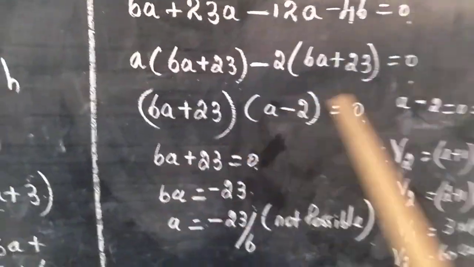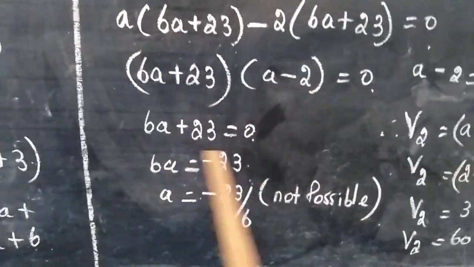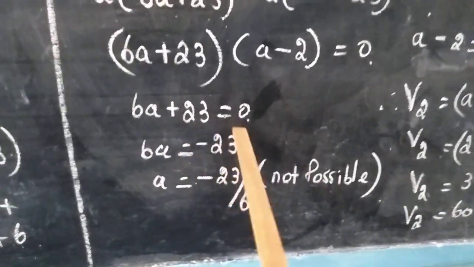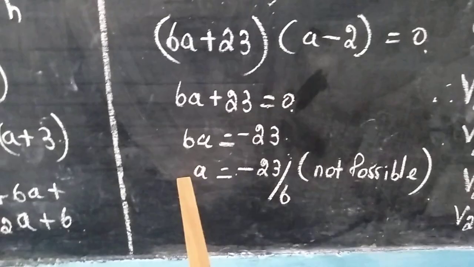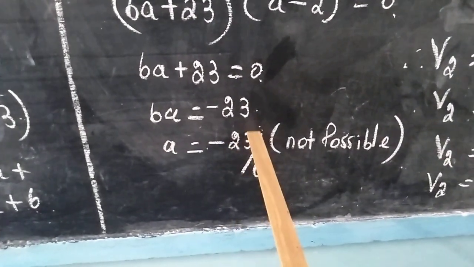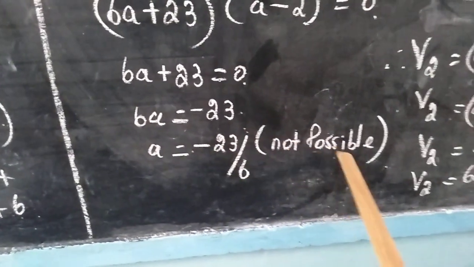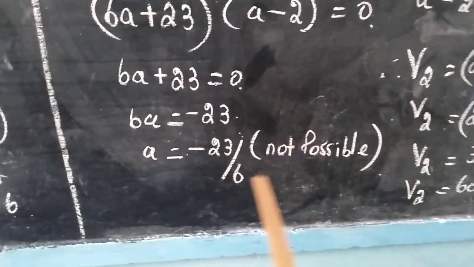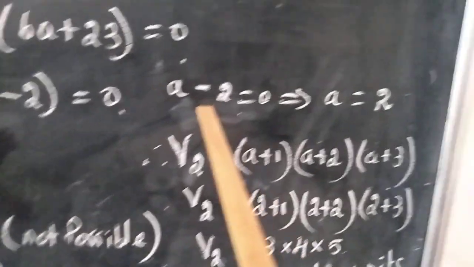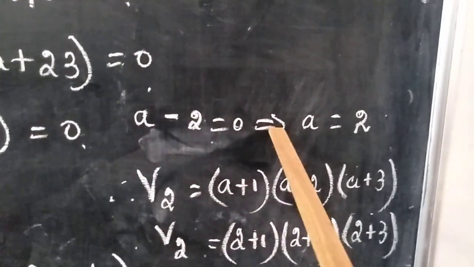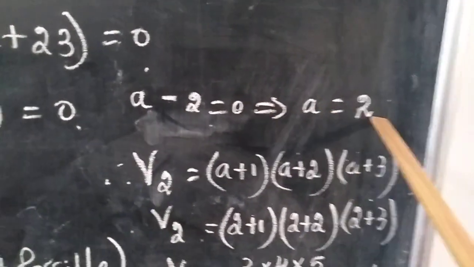Now we are going to equate these factors with 0. 6A plus 23 is equal to 0, so 6A is equal to minus 23. A is equal to minus 23 by 6, which is not possible because measurements cannot have negative values. Now the other factor is A minus 2 equal to 0. From here we get A is equal to 2.